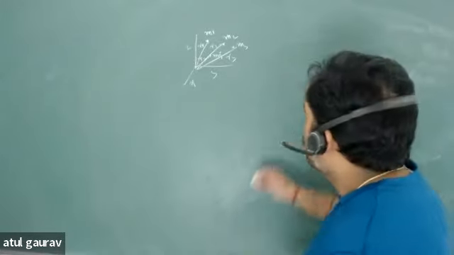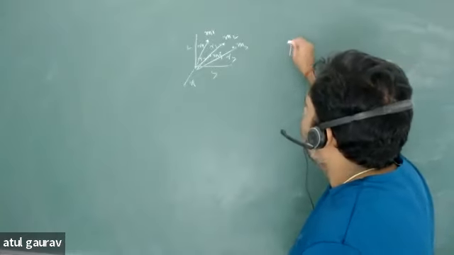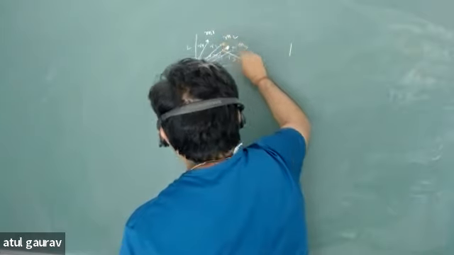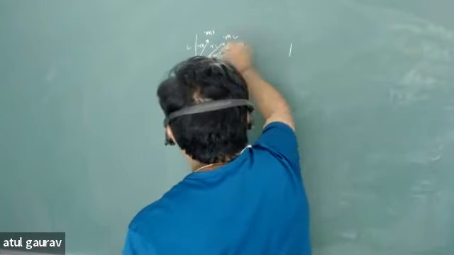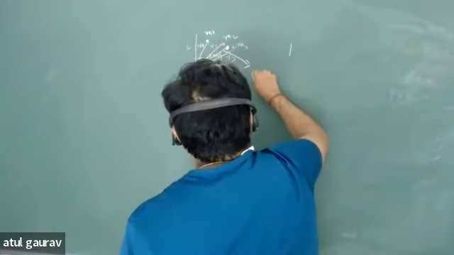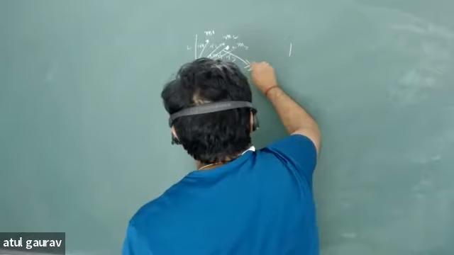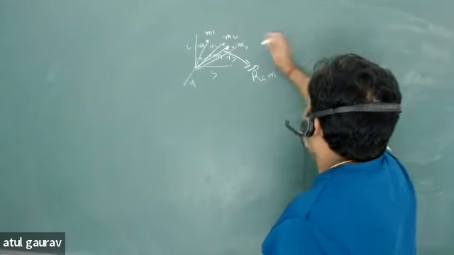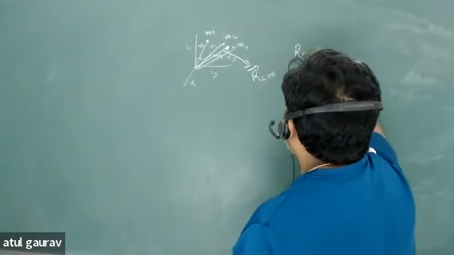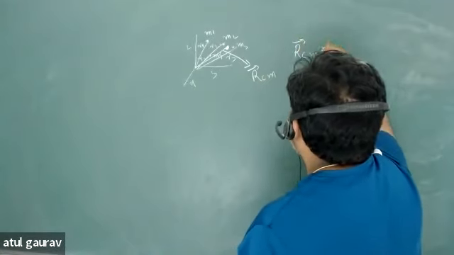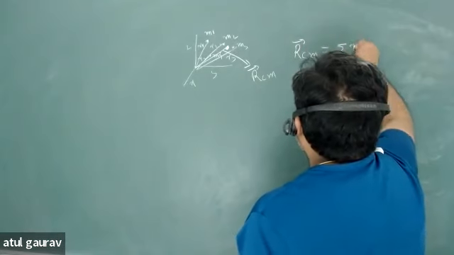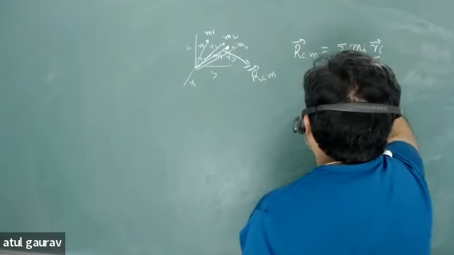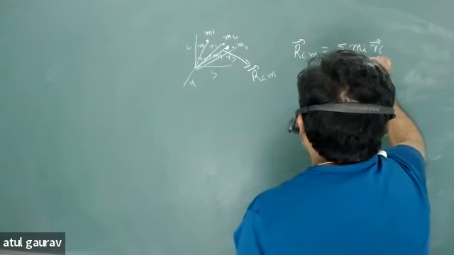Look at it, so what is RCM? There is one particular point, or one particular distance, or one particular vector. That vector is known as what? RCM. So if I am talking about RCM, what is your RCM? The RCM is defined as the summation over m_i r_i divided by the summation over m_i.